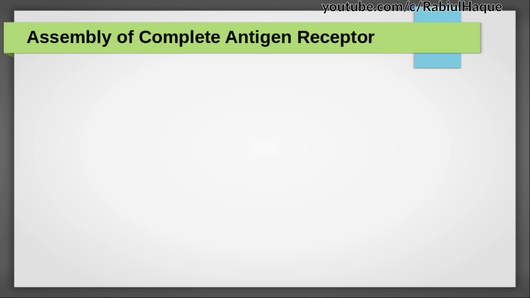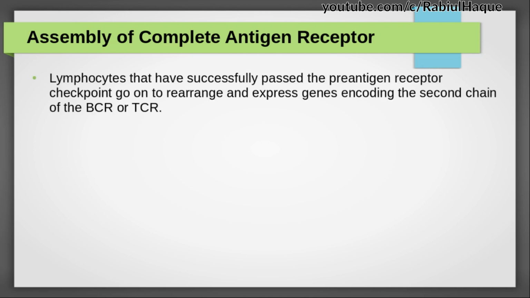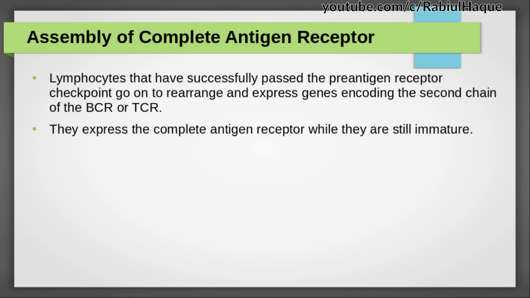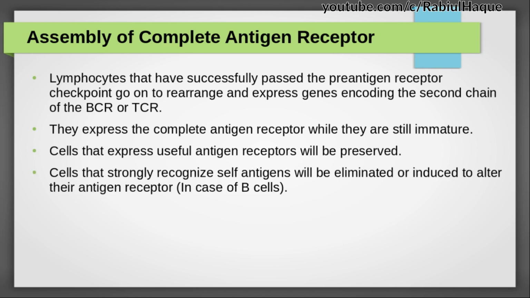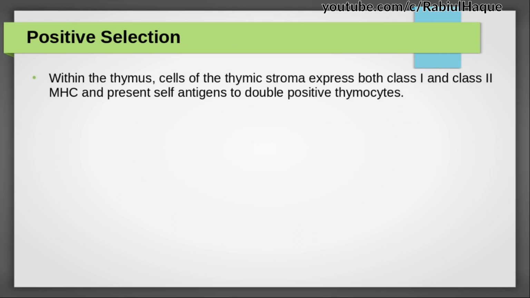The next checkpoint is assembly of complete antigen receptor. Lymphocytes that have successfully passed the pre-antigen receptor checkpoint will go on to rearrange and express genes encoding the second chain of the BCR or TCR. They will express the complete antigen receptor while they are still immature. Cells that express useful antigen receptors will be preserved. Cells that strongly recognize self-antigens will be eliminated or induced to alter their antigen receptor, particularly in case of B cells. So now let's talk about positive selection.